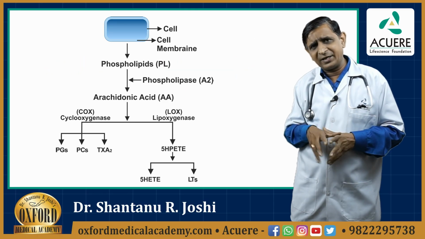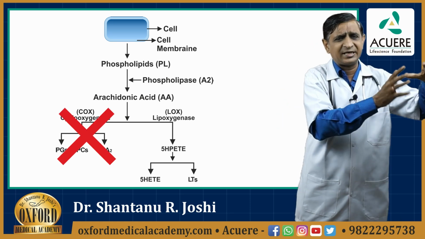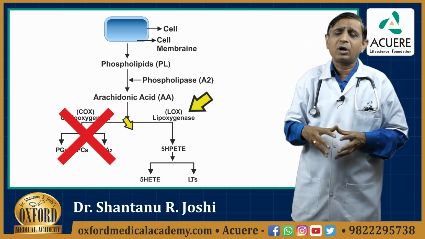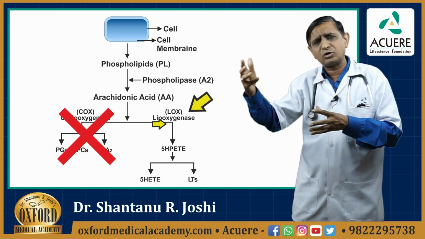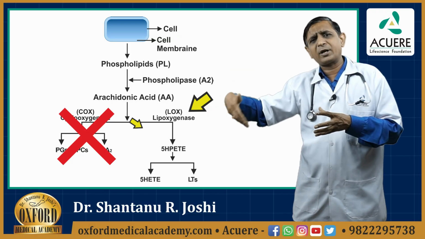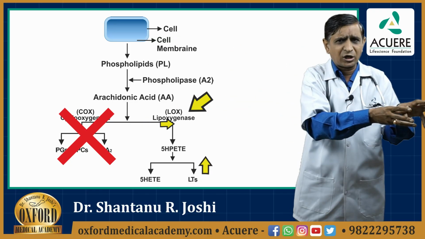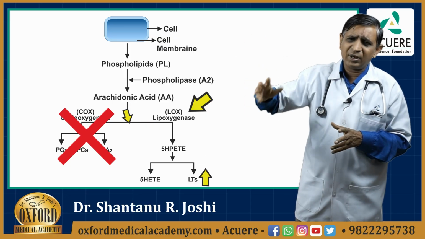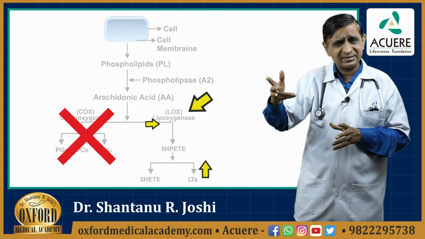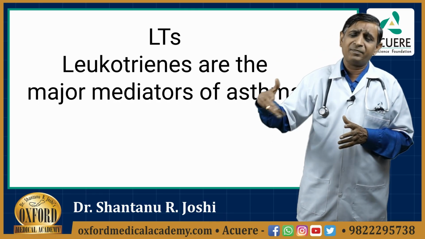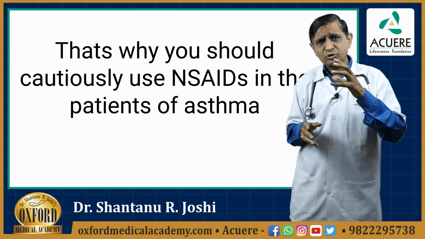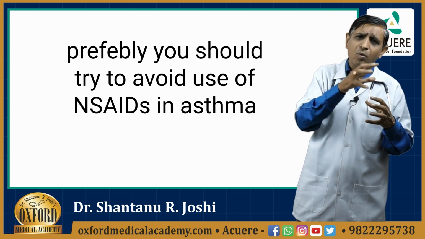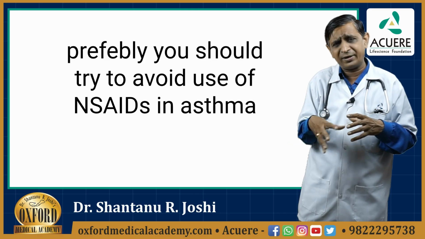When we are using aspirin, it is going to block the cyclooxygenase pathway. Naturally, more arachidonic acid will be available to get converted through the lipooxygenase pathway, and there will be more production of LTs. When you block the COX pathway, there is enhancement in the LOX pathway and it will produce more leukotrienes. Leukotrienes are the major mediators of asthma, and that's why you should cautiously use NSAIDs in patients of asthma. Preferably, you should try to avoid the use of non-steroidal anti-inflammatory drugs in asthma.